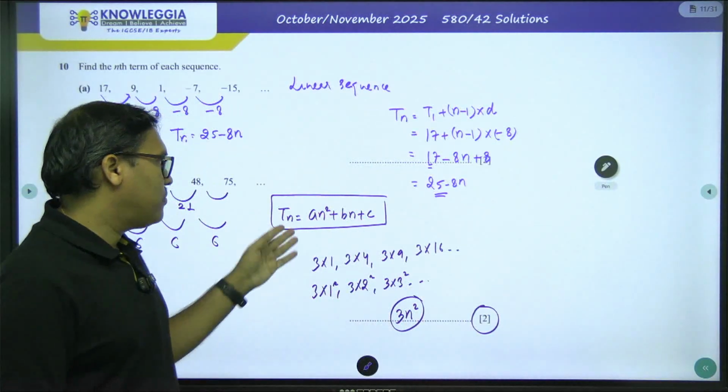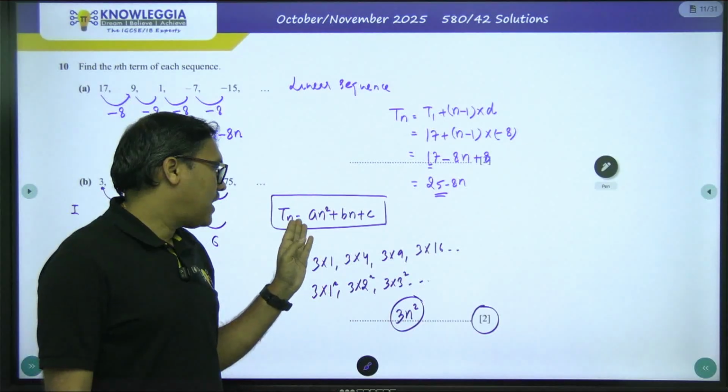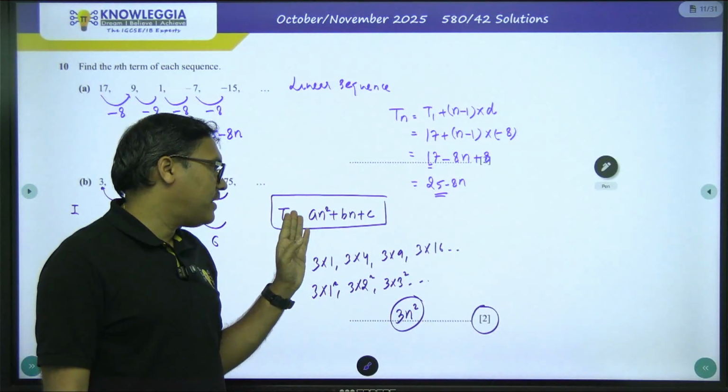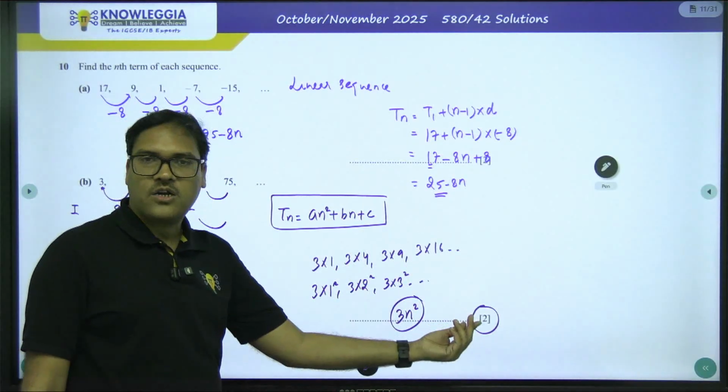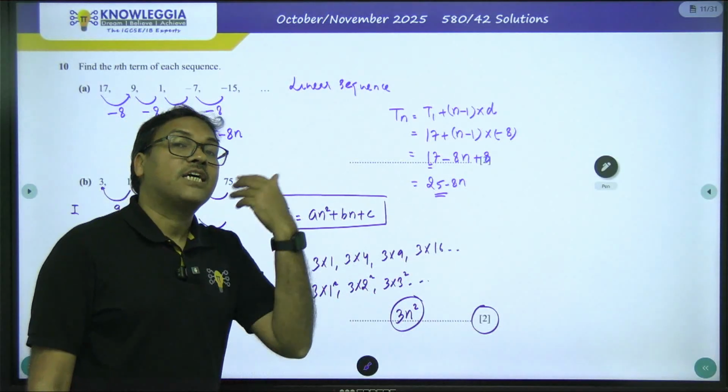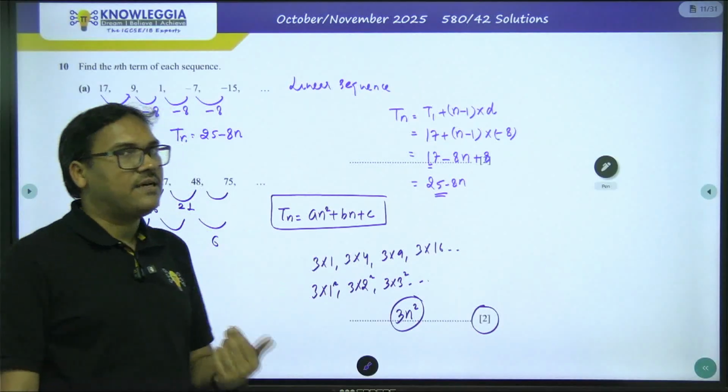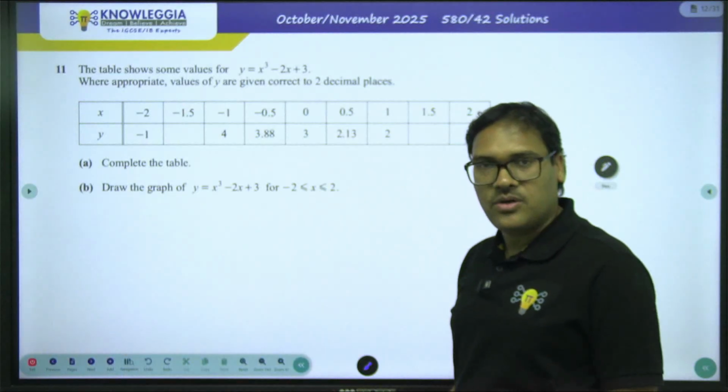Otherwise, you know the method also, how to find the nth term of a quadratic sequence, an square plus bn plus c. But for a 1-marker or 2-marker question, they expect you to observe the sequence and get the answer. Now the next question is on the curve graph.